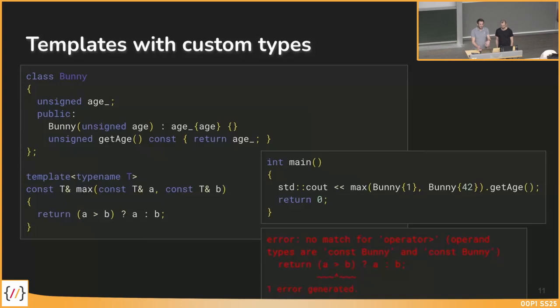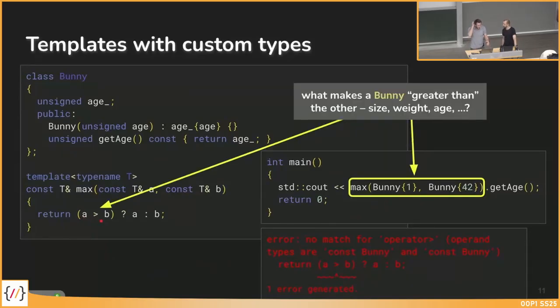Yes, correct. But this is not something that the template doesn't work, but the problem here is that the comparison between two bunnies is not specified because, yeah, what is the maximum of two bunnies? Is it the size? Is it the weight? Is it the age? So in our case, we just have the age, but in general, the compiler doesn't know what makes a bunny greater than the other. So yeah, as you suggested, the greater operator could be overloaded. This would be one solution, then it would work.